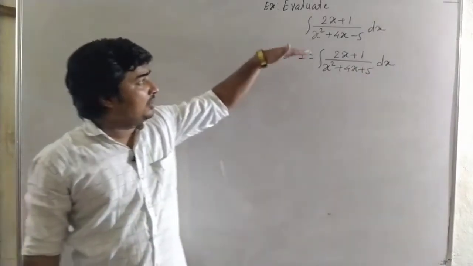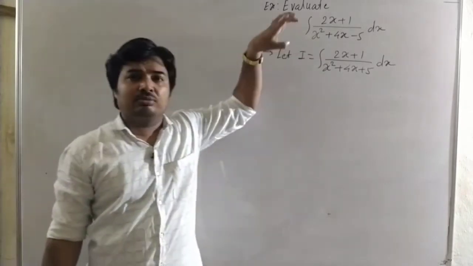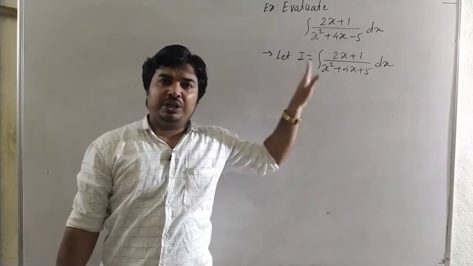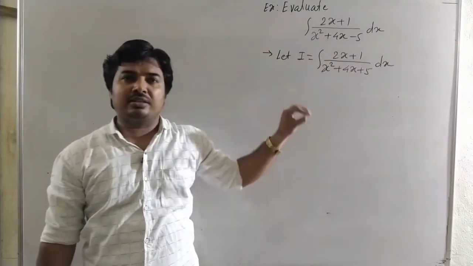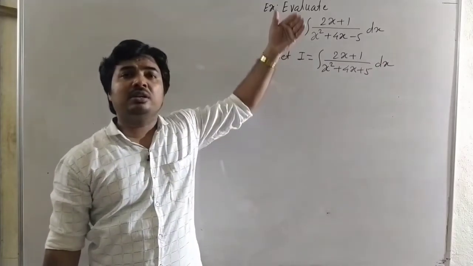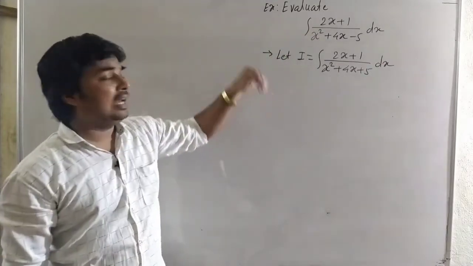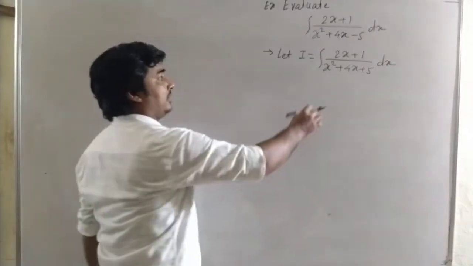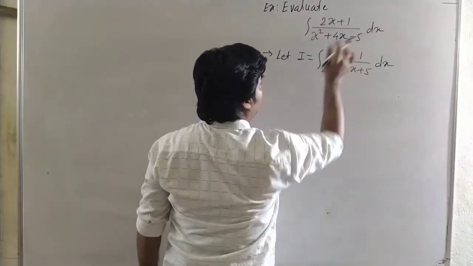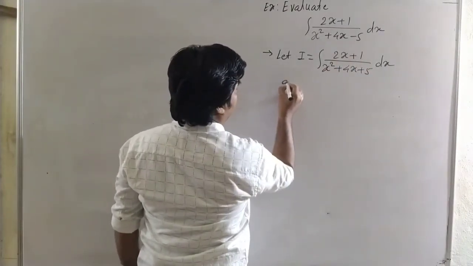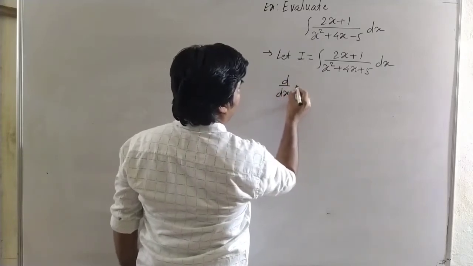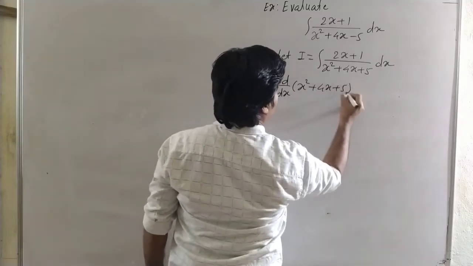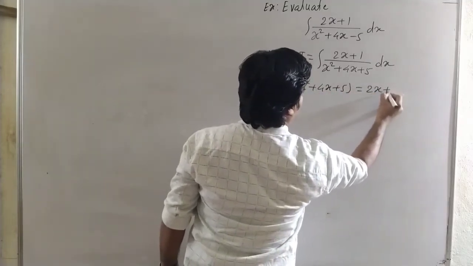Okay, it is a linear function upon a quadratic function, and the solution of such type of example is: the linear function is equal to a into the derivative of the quadratic function plus b. That means adjust the derivative of the quadratic function in the linear function. Okay, we can directly adjust. To find the values of a and b is a lengthy procedure. We can directly find the derivative of this quadratic function in the numerator. So the derivative of the quadratic function x square plus 4x plus 5 is equal to 2x plus 4.